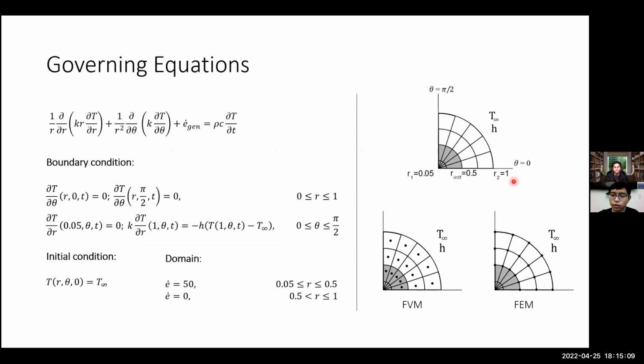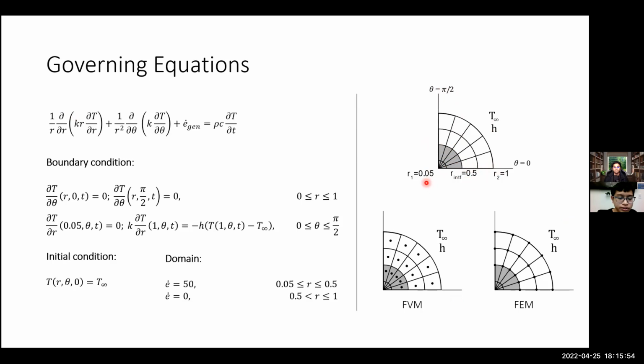Next, in order to reduce the computational time for the governing equation, only a quarter of the circular plate had to be modeled due to symmetry. As seen in the governing equation on the left, since the domain is in a circular shape, the governing equation can be described using polar coordinates, and that could also be used as the computational domain. Furthermore, the boundaries for the problem are as follows. For theta equals 0 and theta equals pi over 2, there will be no normal heat flow through these boundaries. Therefore, there's no heat transfer through those boundaries.